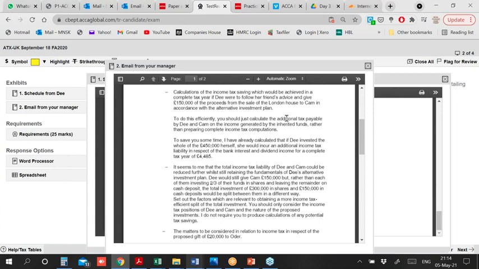To save you time, I have already calculated that if D invests the whole of the 450 herself, she would incur an additional income tax liability, in respect of the bank interest and the dividend income, of a complete tax year of 4,485. Okay guys, so the examiner has already made the job pretty easy for me. He has told me the answer of one option, that is D investing all of the 450 herself. Now all I have to do is calculate the second option answer and then compare it with the first one, that is 4,485.